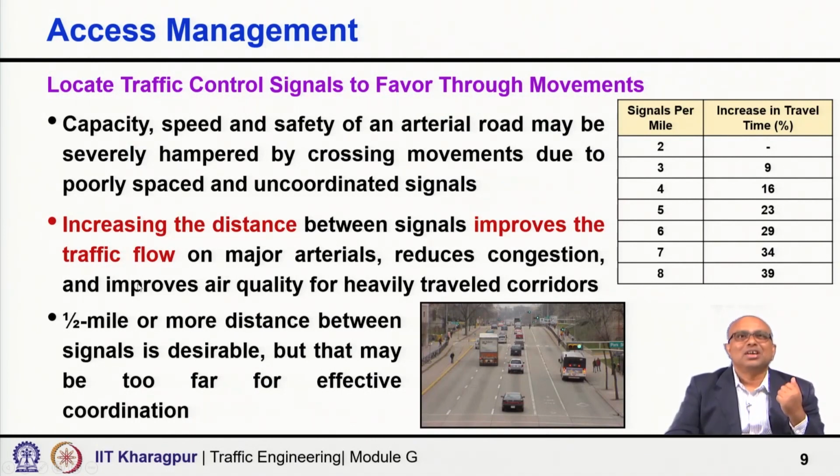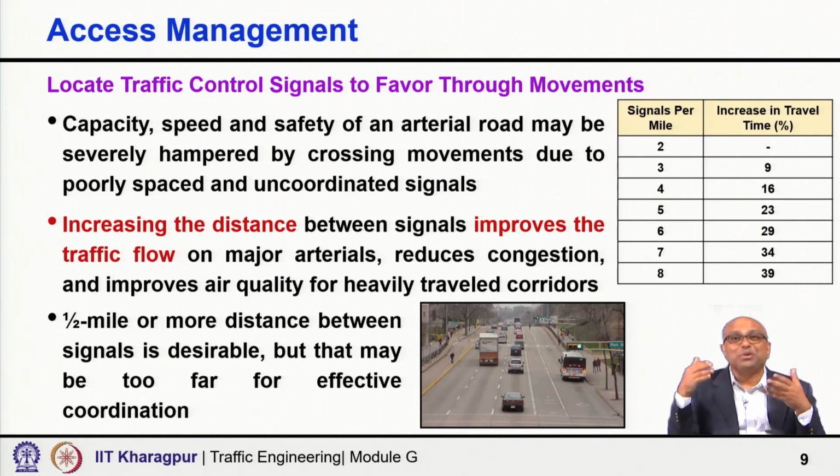Next, locate traffic control signals to favor through movements. Capacity, speed and safety on an arterial road may be severely hampered by crossing movements due to poorly spaced and uncoordinated signals. If you are using a signal, you are actually stopping the vehicle, right. So, there will be delay.